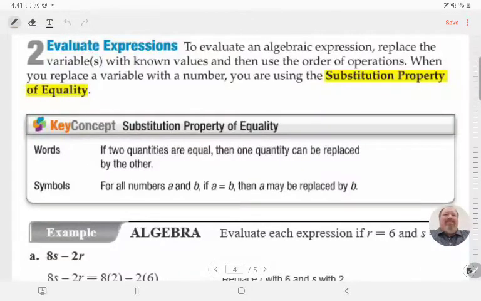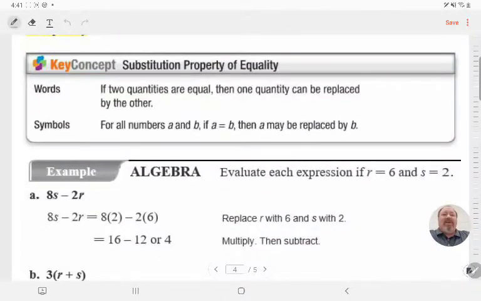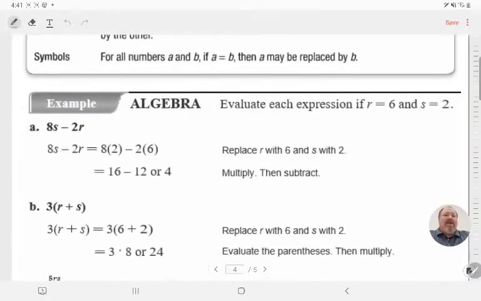So now we're going to look at evaluating expressions. To evaluate an algebraic expression, you replace the variables with the known values and then use the order of operations. When you replace a variable with a number, you are using the substitution property of equality. Okay? So if 2 quantities are equal, then 1 quantity can be replaced by the other.